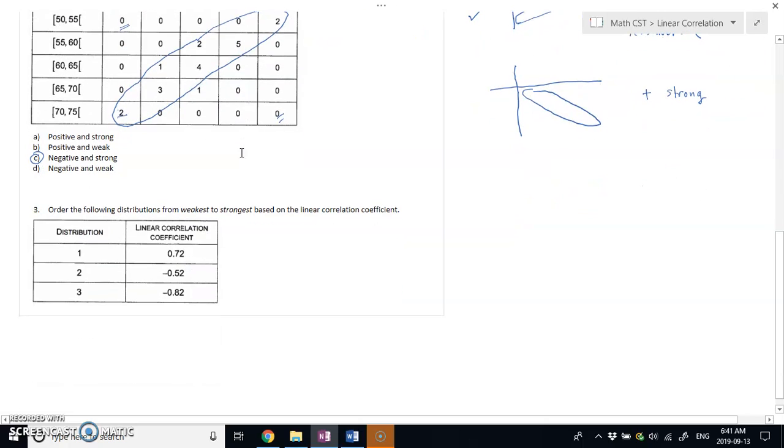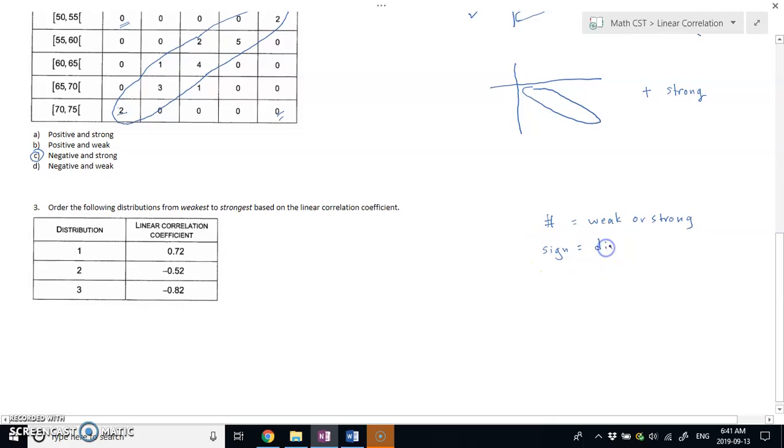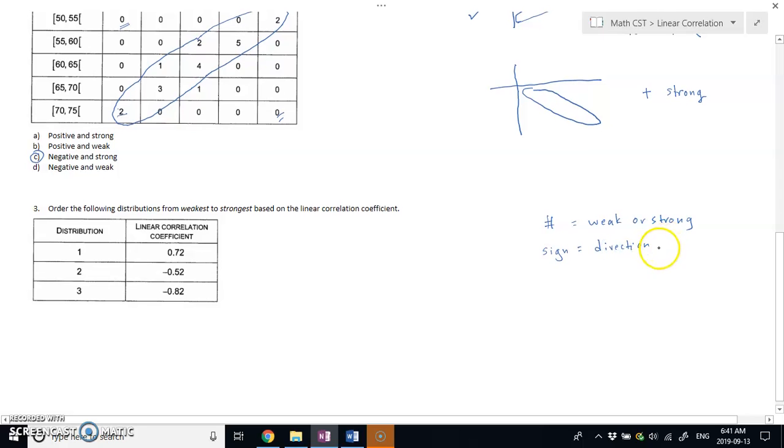The final type of question that shows up, and it's often the first question on an exam, is ordering the following distributions from weakest to strongest. What we know about linear correlation, just as a reminder, is that it's how tightly the dots are grouped together. So the number indicates the weak or strong, and the sign indicates the direction or pattern of the slope made by the dots on the scatter plot.